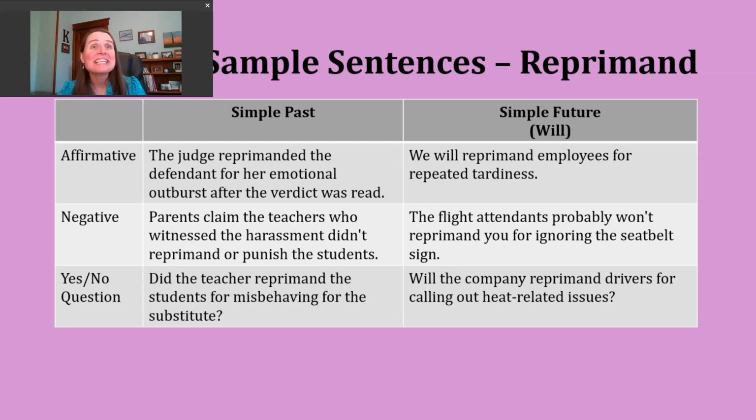The nice thing about making sentences in the simple past tense is that our structure is going to stay the same no matter what our subject is. So in the affirmative or with positive sentences, we'll start with our subject and then we're going to use the ed form of the verb. You can see that in my example. The judge reprimanded the defendant for her emotional outburst after the verdict was read.